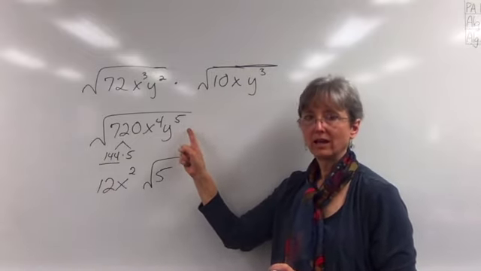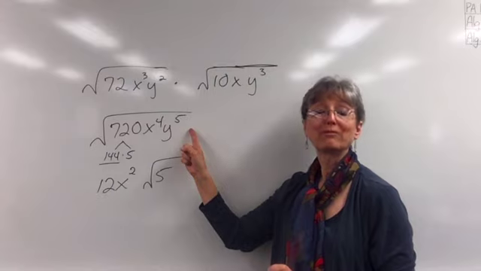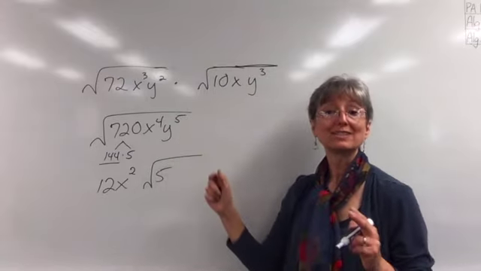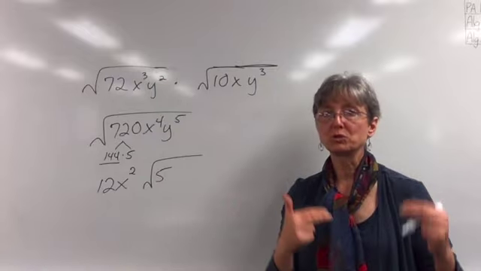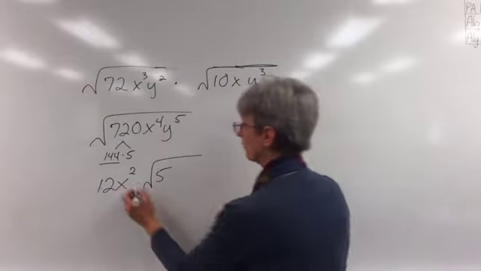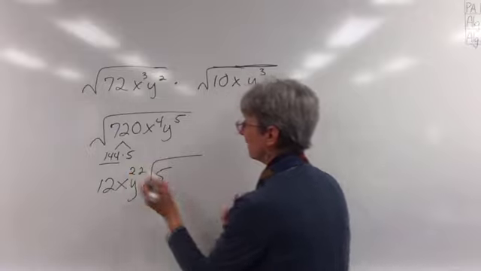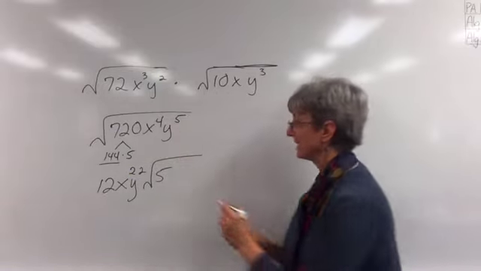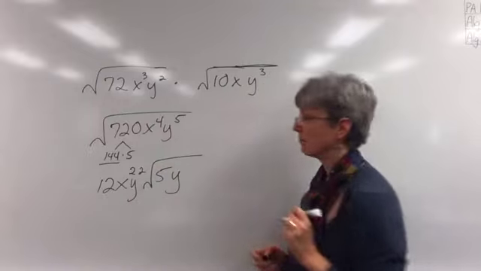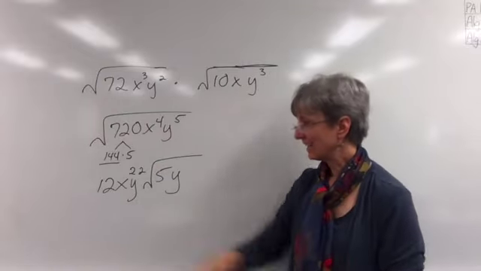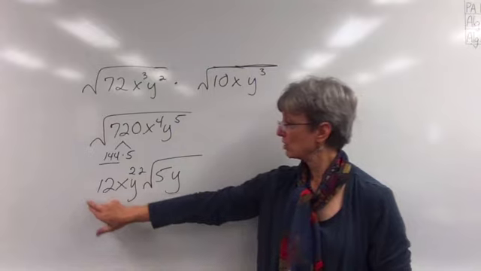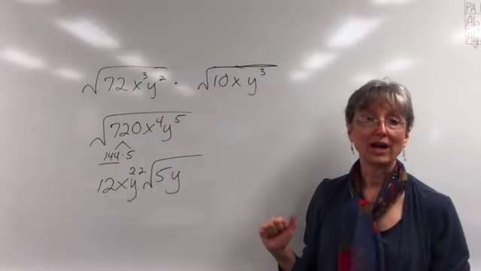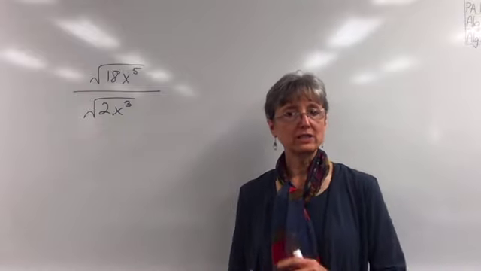Y. How many groups of 2 can I pull out of 5 since I have y to the 5th? So 5 divided by 2 is 2. I can pull out 2 groups of 2 again. So I have y squared, but I do have 1 left over, 1 y remaining. That has to stay in my radical. And here is my simplified answer: 12x squared y squared times the square root of 5y. Okay, well, let's move on to division now.